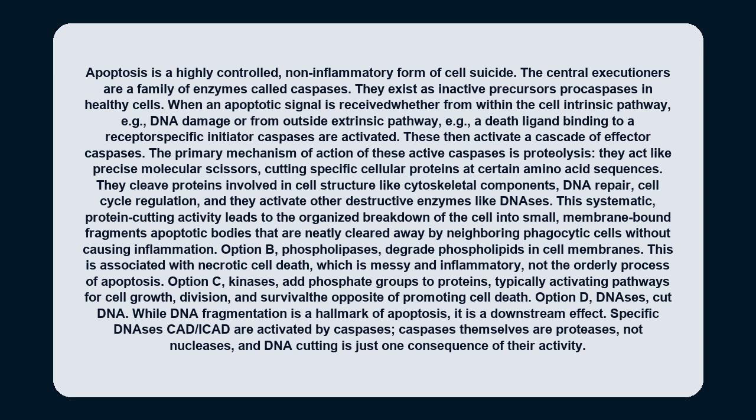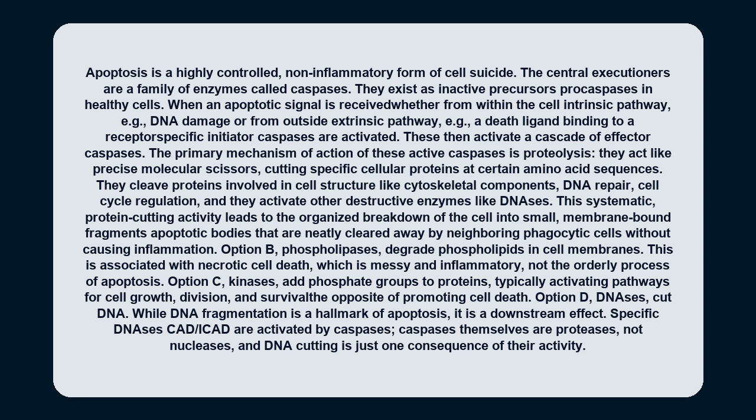The primary mechanism of action of these active caspases is proteolysis. They act like precise molecular scissors, cutting specific cellular proteins at certain amino acid sequences. They cleave proteins involved in cell structure, like cytoskeletal components, DNA repair, and cell cycle regulation, and they activate other destructive enzymes like DNases. This systematic, protein-cutting activity leads to the organized breakdown of the cell into small, membrane-bound fragments, apoptotic bodies, that are neatly cleared away by neighboring phagocytic cells without causing inflammation.